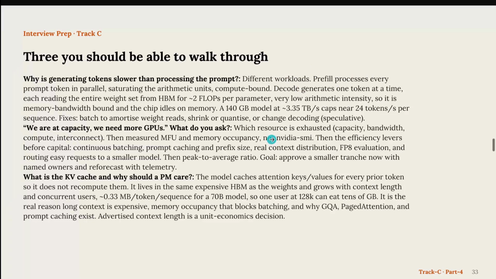Here are some interview questions that could be asked. Hey, why is generating tokens slower than processing the prompt? Because processing the prompt is parallel and generating the tokens is sequential in nature.